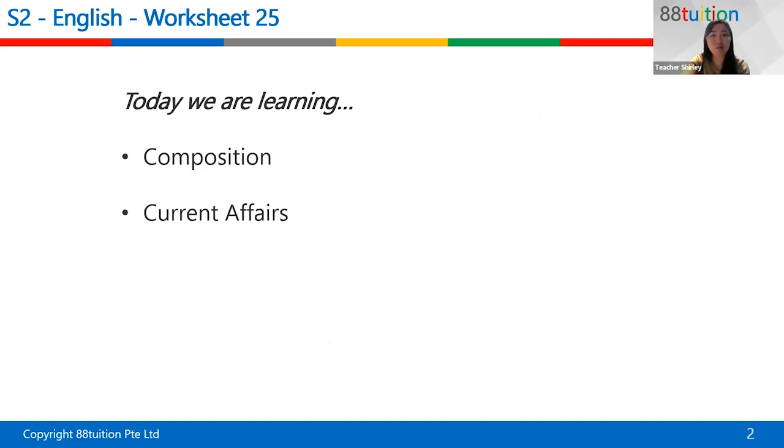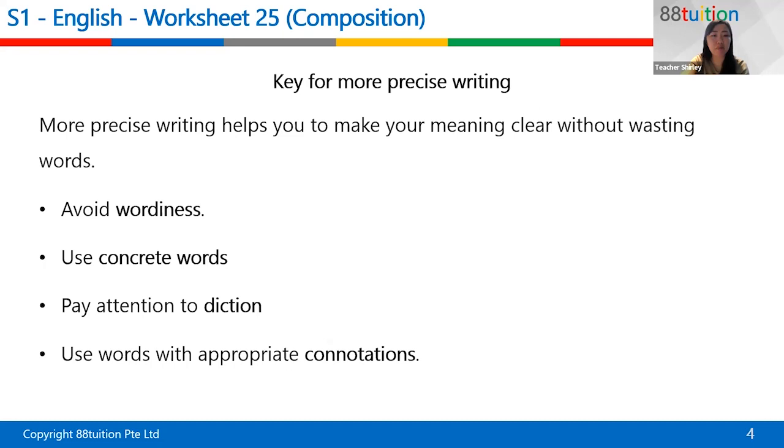All right, now we're going to move on to compo. Like I said, today's main thing is about precise writing. Four things you want to take note of. Number one, avoid wordiness. Later on, I'll give you some examples. Don't be too wordy. Like I said, don't beat around the bush. You just want to be straight to the point. Some words are redundant. You can omit them. There's no need to include certain words sometimes.